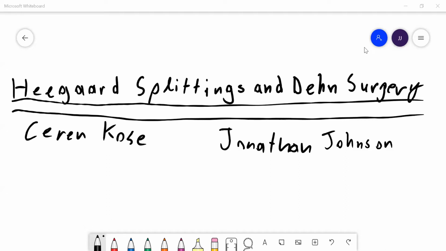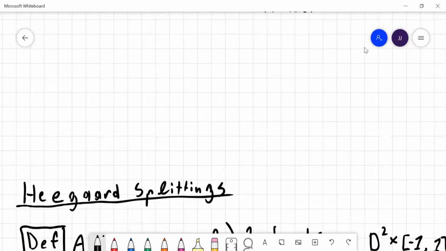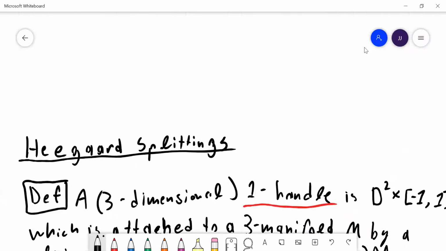Hello, and welcome to the beginning of this mini course on Heegaard splittings and Dehn surgery. Today, we're just going to talk about the basic definitions of Heegaard splittings. And I figured that where we will start is defining what a handle body is.